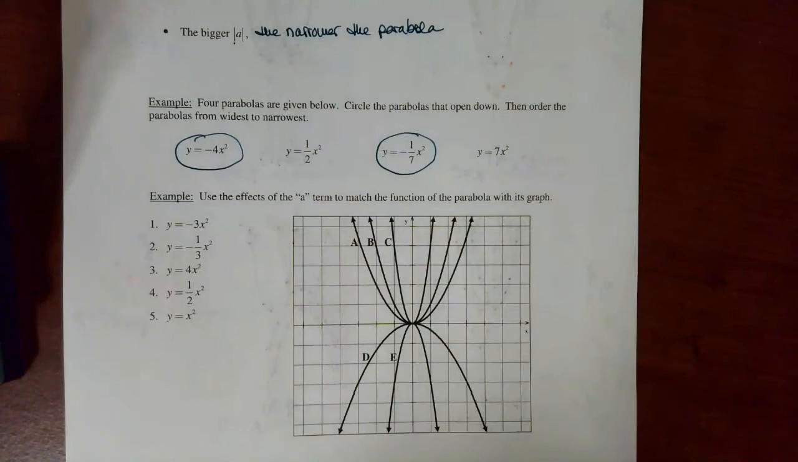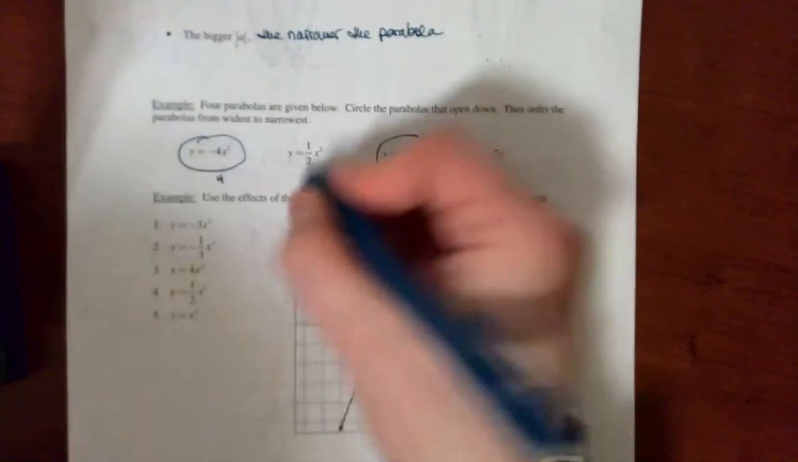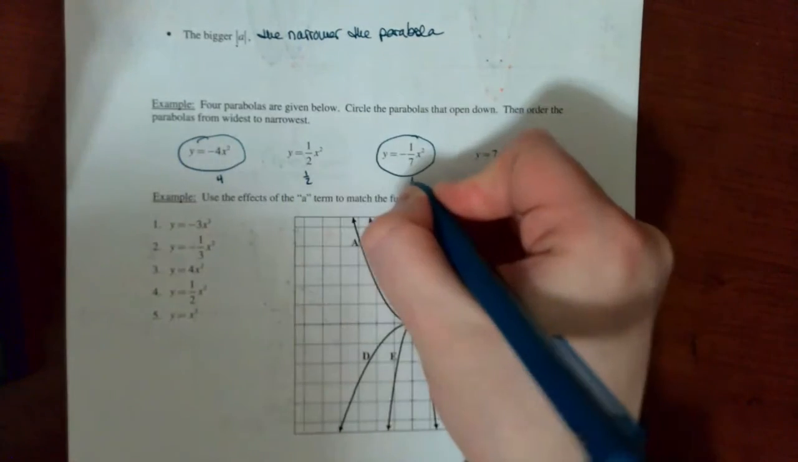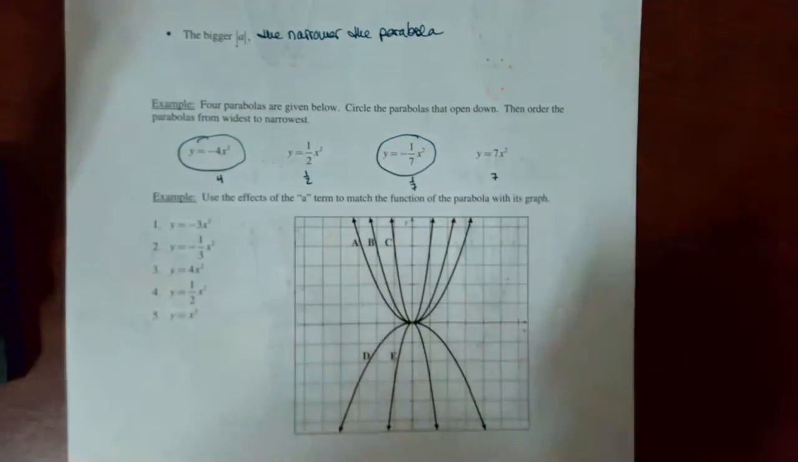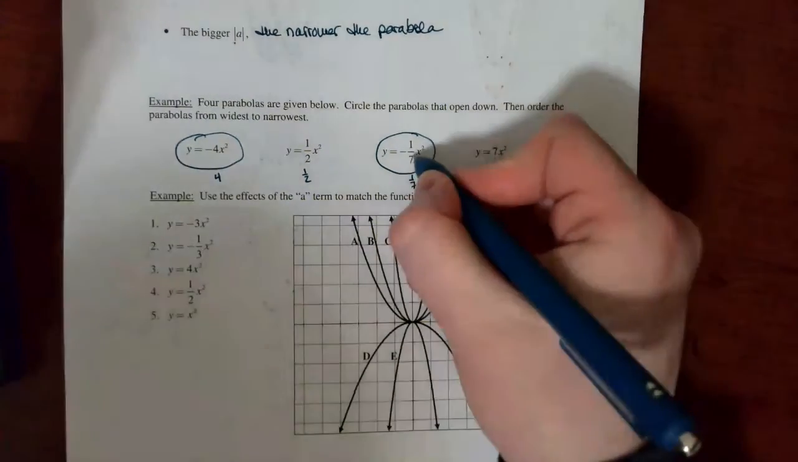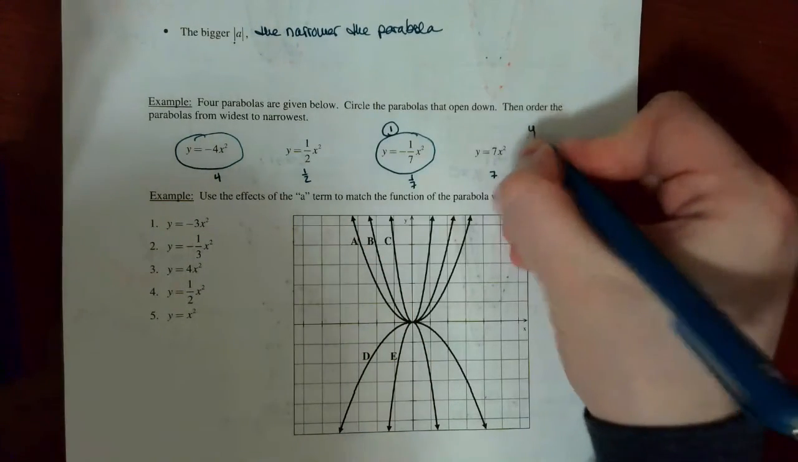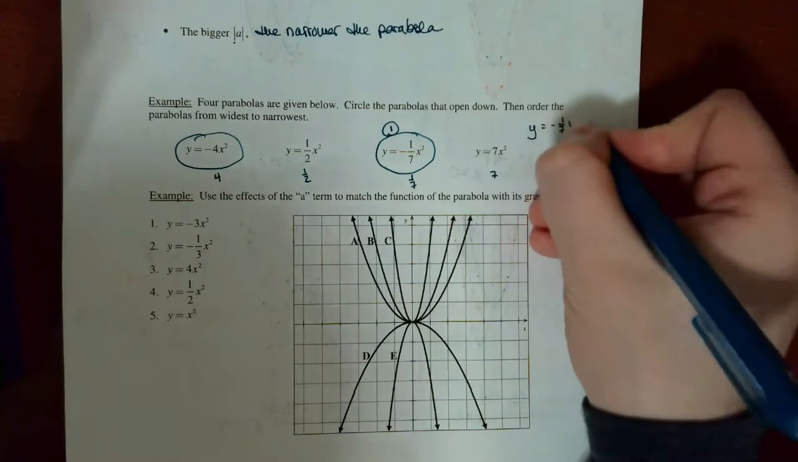Widest to narrowest. So I guess, ignore the signs. I'm looking at 4, I'm looking at a half, I'm looking at 1/7, I'm looking at 7. The bigger that number, the narrower the parabola. So the smaller that number, the wider the parabola. I think this one is my widest parabola. Y equals negative 1/7 x squared, that's the widest.